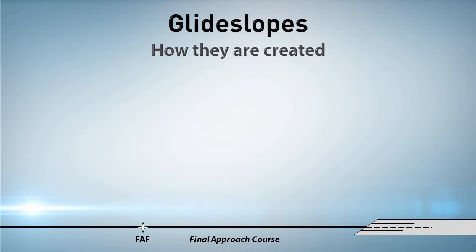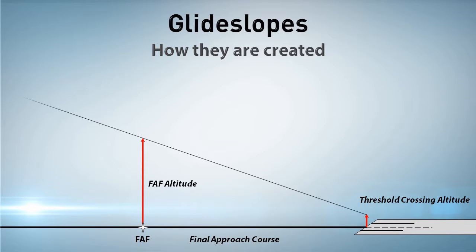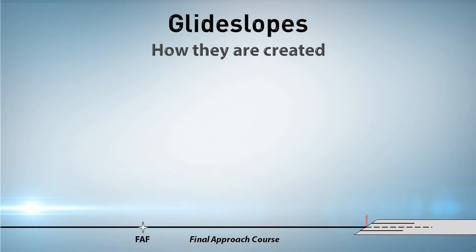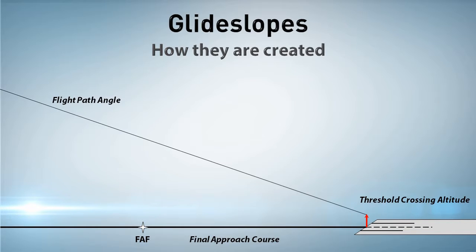The flight path angle of an approach is generated in one of two ways. One method is to start with the threshold crossing altitude for the runway, the altitude at the final approach fix, and compute the angle between them, which is then projected out to 50 nautical miles. The other is to again start with the threshold crossing altitude, determine the desired flight path angle, such as 3 degrees, and then calculate the altitude at the final approach fix.